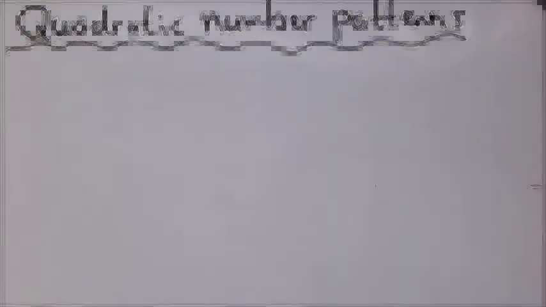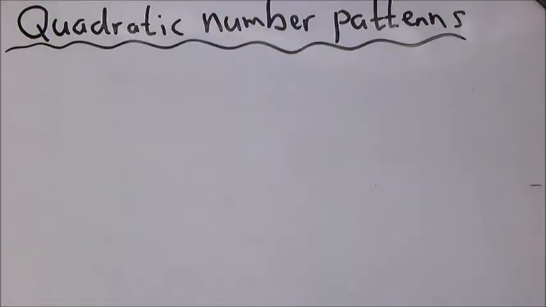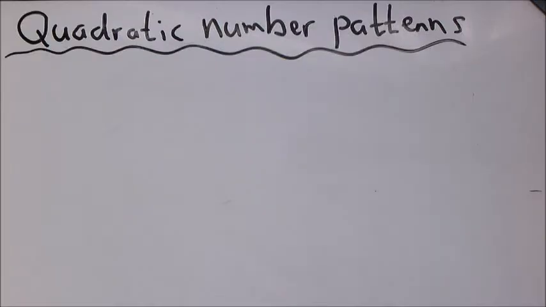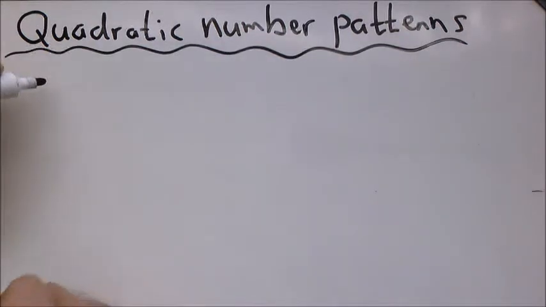Let's talk about quadratic number patterns. Now this is a little bit different, but it's defined by having a constant second difference. Okay, so not a constant first difference, a constant second difference. An example will be as follows.